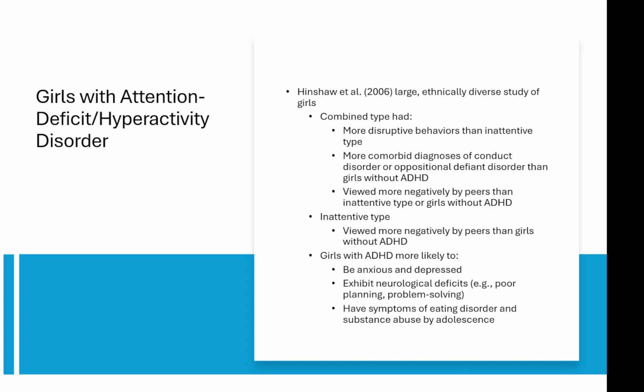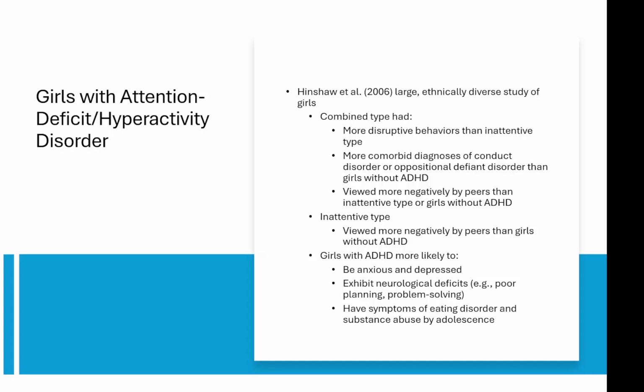In addition, girls with ADHD, particularly in the inattentive type, are often viewed more negatively by their peers than girls without ADHD. This can manifest in behaviors such as forgetfulness, failing to follow through on social commitments. This is especially problematic during middle school years when peer relationships are very, very highly important.